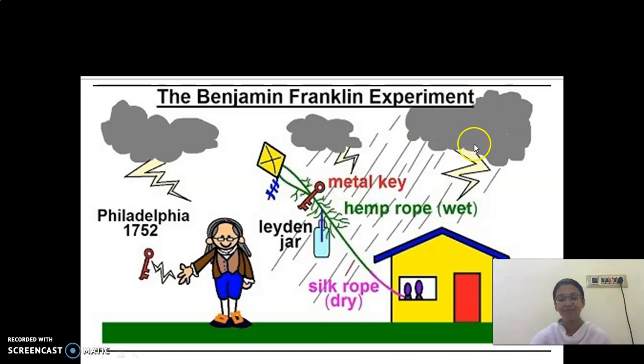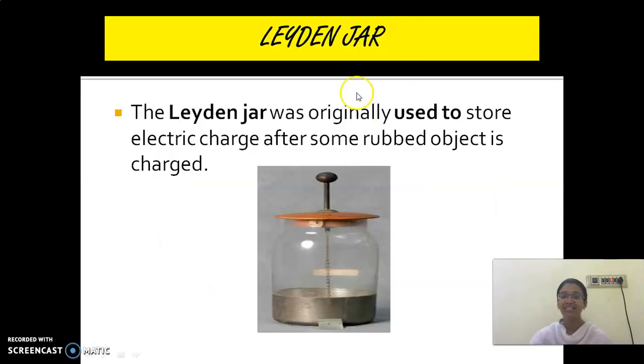When clouds pass through, not on a normal day but during stormy thunder days, we have lightning, right? There are charges present inside these clouds. When they pass over this kite, electricity passes through the rope and reaches the Leyden jar. This is the experiment which helped him find electricity. The Leyden jar was used to store electric charge.